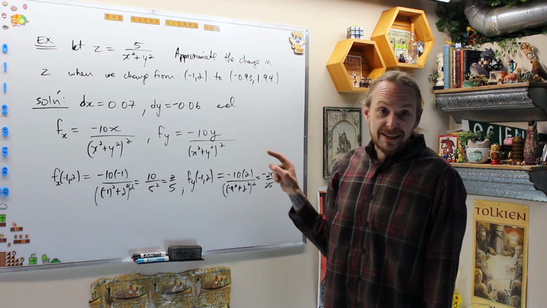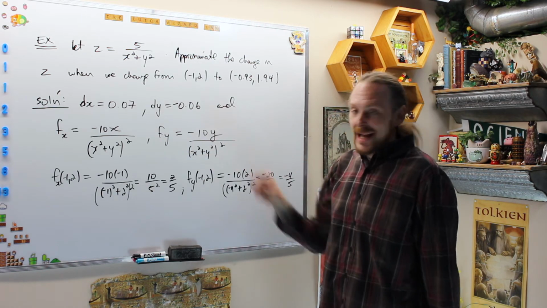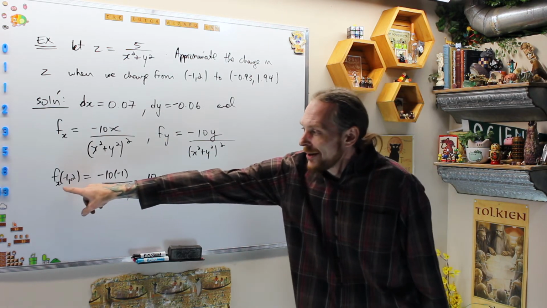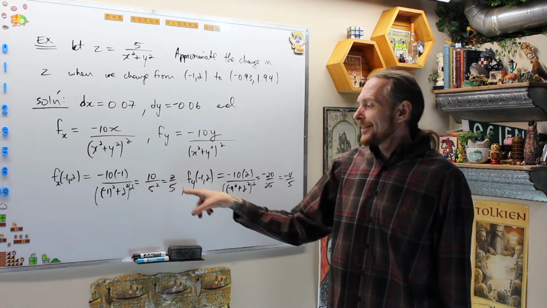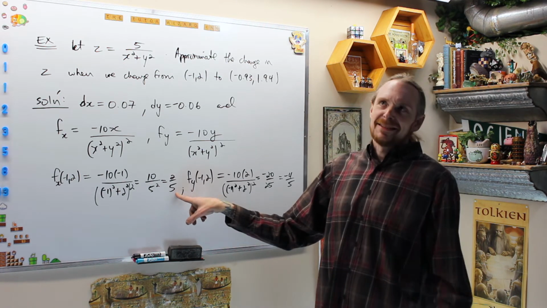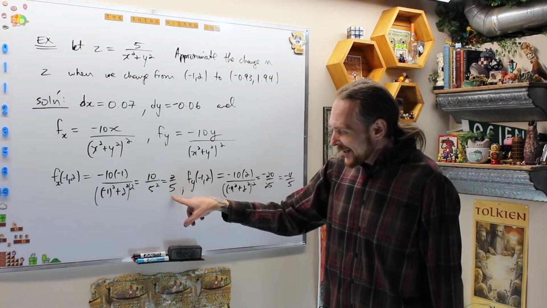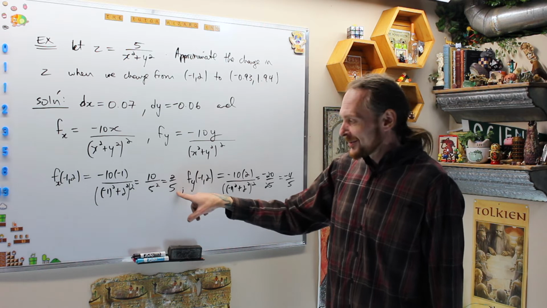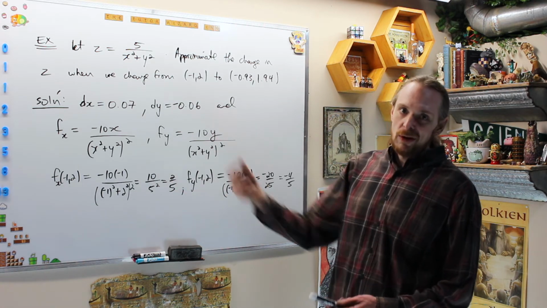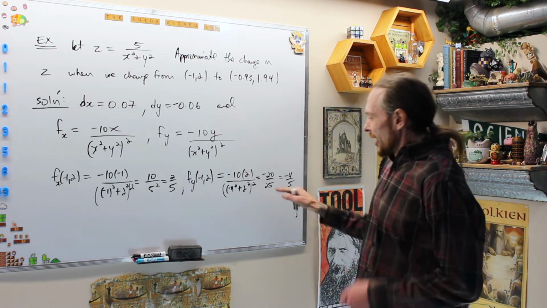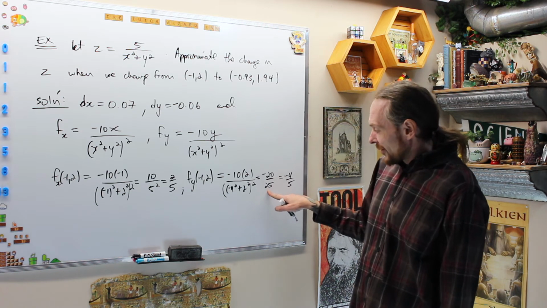Awfully similar. I like the symmetry in what ends up happening. At those points now, f sub x of -1, 2, I get, it took me more than one try to calculate these, math is hard, 2/5. I forgot the square the first time. 2/5 is this, or 0.4 if you like decimals. And f sub y is negative 20 over 25.